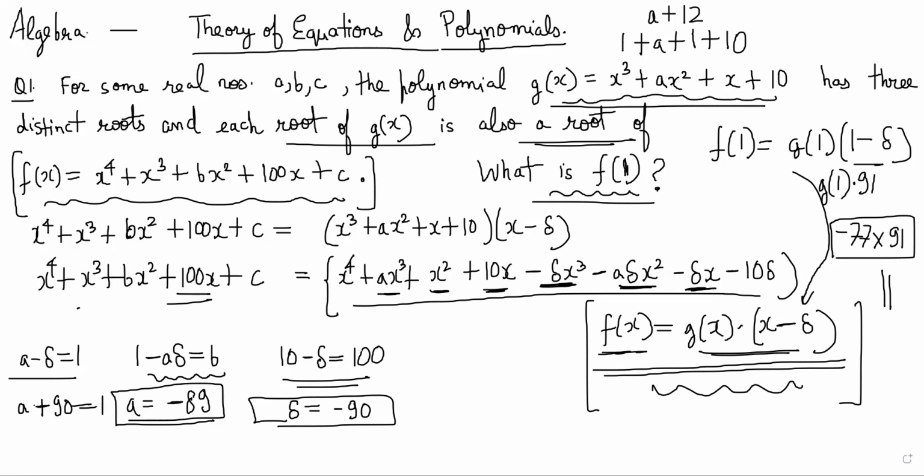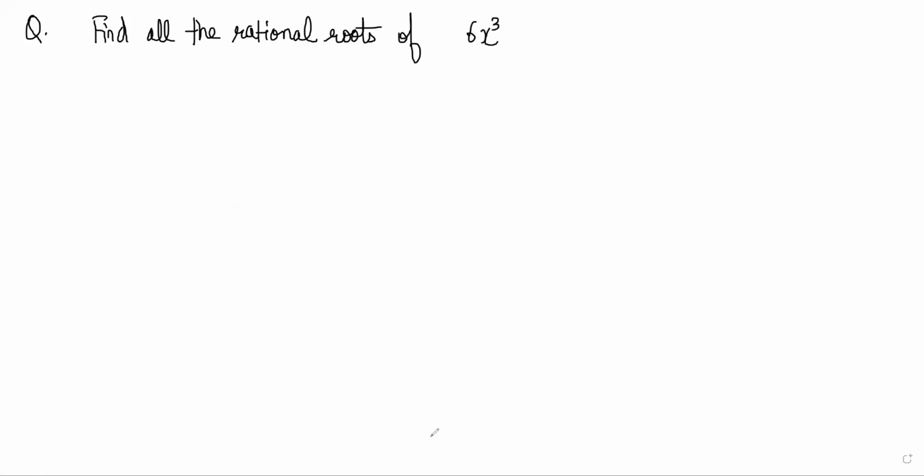Next thing that we will do is, for example, this question, and then we will look at a theorem from there. So the question is this: find all the rational roots of the equation 6x cube plus x square minus 19x plus 6. Find all the rational roots of this equation.